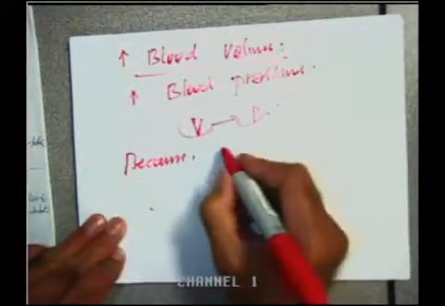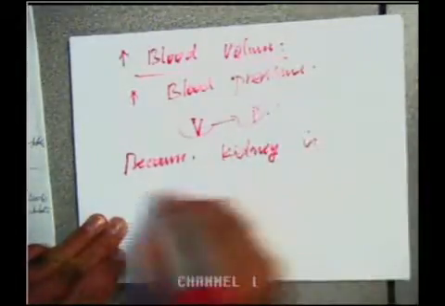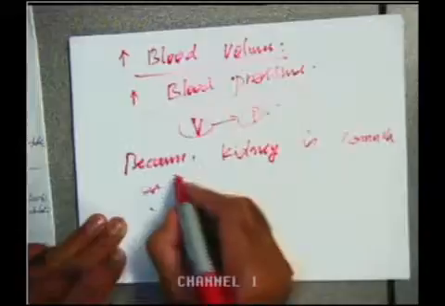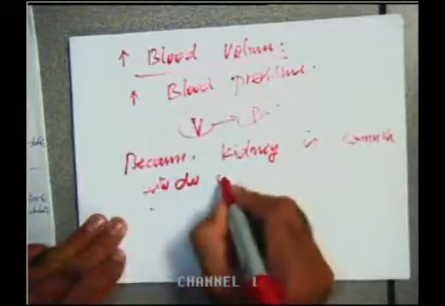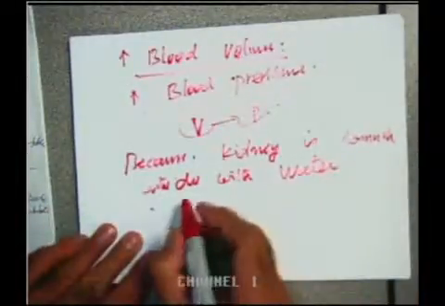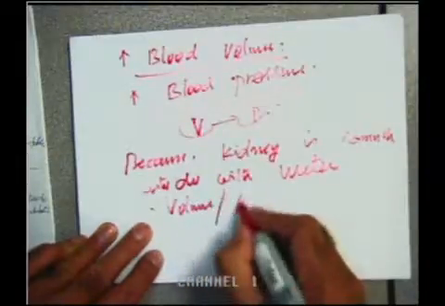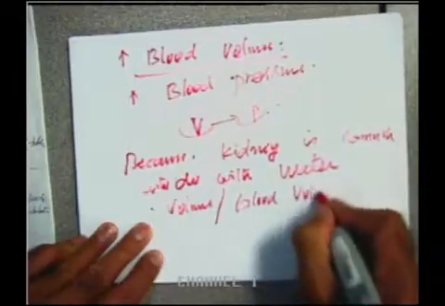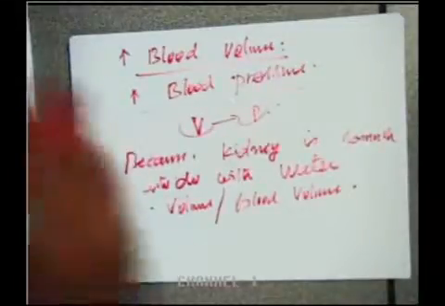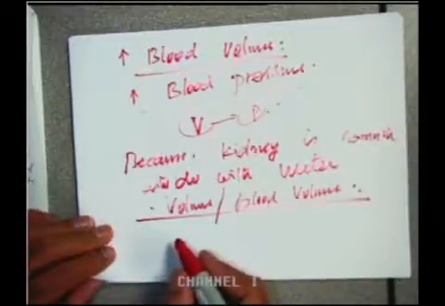Because the kidney has so much to do with water volume and blood volume, now we are going to study it. So the kidney plays a major role in this. How is the kidney going to adjust this whole process? Let's see.